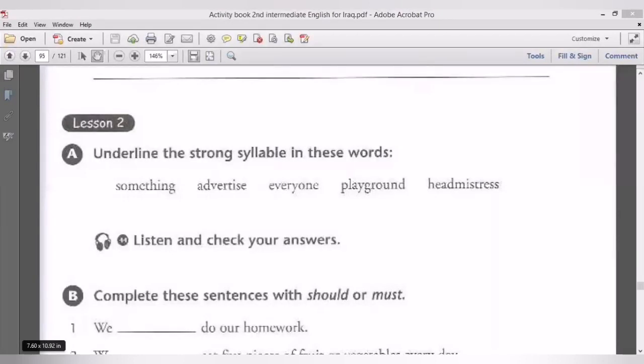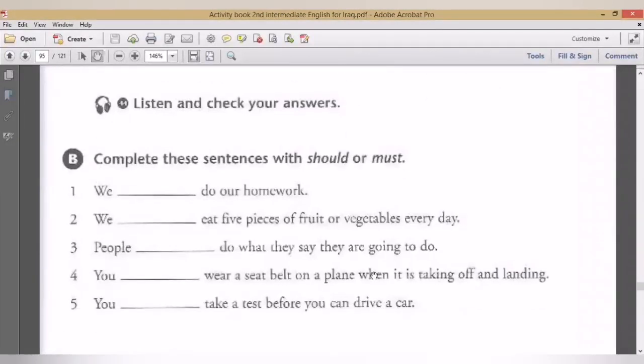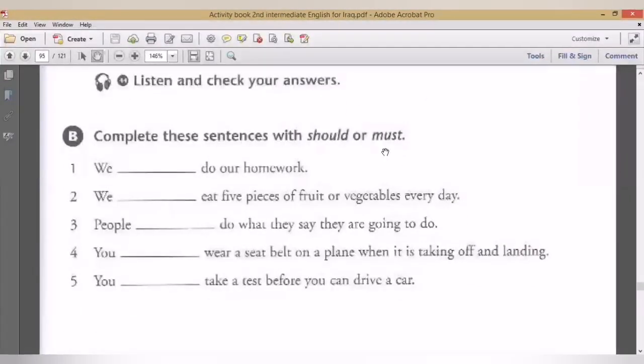It's okay if you cannot do this. If we have time, inshallah, in the future, we will do it in the classroom. Now let us do exercise B. We have to complete these sentences with should or must. Number one, we do our homework.